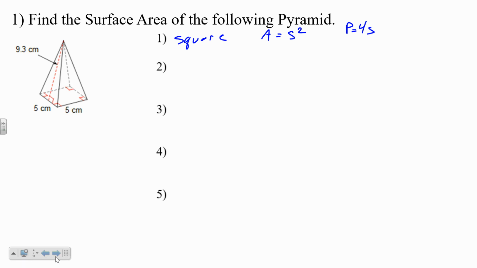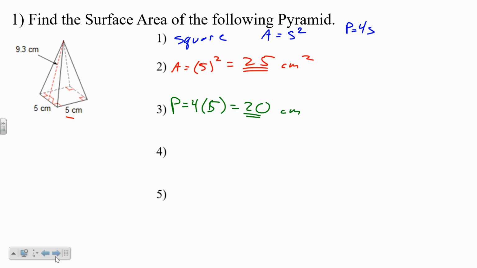So the next step is find the area of the base. Well, the area is the side length, which is 5 squared. So the area is 25. Then the perimeter we just said was 4 times the side length. So 4 times 5 is 20. Now I should probably specify this is 25 centimeters squared and 20 centimeters, because the first one is the area. The second step is the area, the third step is the perimeter, so it's just centimeters.